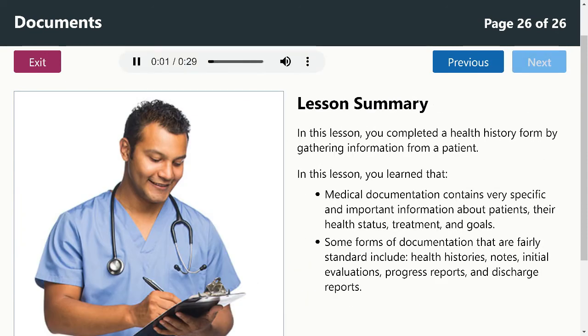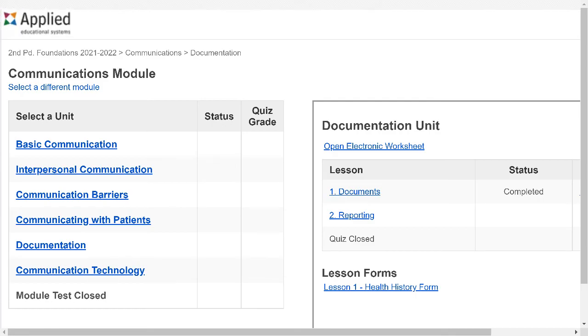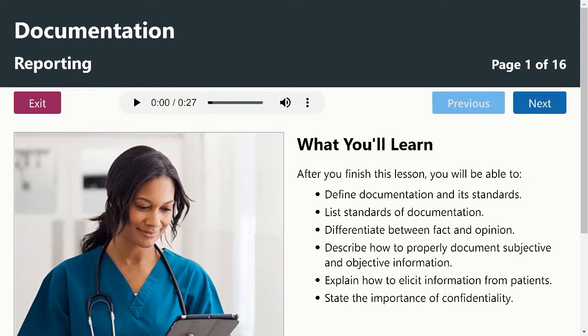Lesson summary. All right. So last part of documentation is reporting. Define documentation and its standards. List standards of documentation. Differentiate between fact and opinion. Describe how to properly document subjective and objective information. Explain how to elicit information from patients and state the importance of confidentiality.